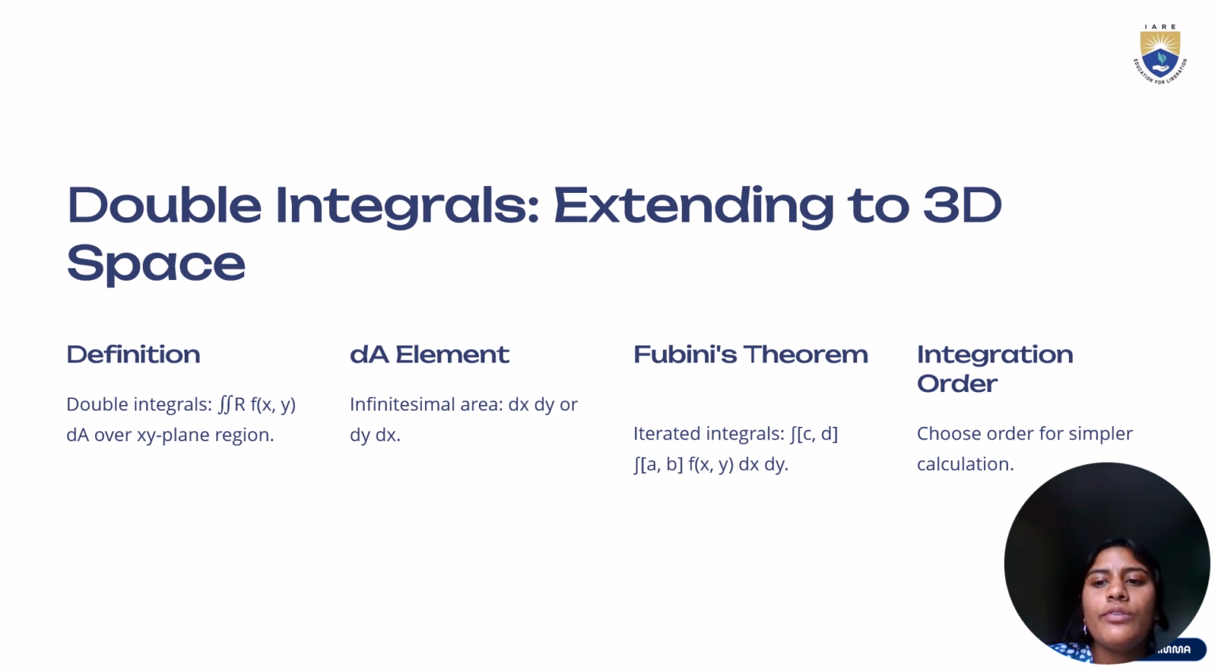We also use Fubini's theorem, which allows us to split a double integral into two single variable integrals, making it easier to compute step by step. Choosing the order of integration, whether we integrate first with respect to x then y or y then x, can sometimes make a big difference in simplifying the work. So we learned about double integrals and single integrals.